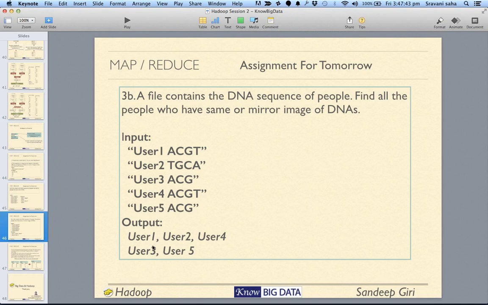You got the problem? See here, user 1, user 2, user 4. User 1 and user 4 are identical, while user 1 and user 2 are exact mirror images. ACGT. If you go from right to left, then okay. So given this sort of data in gigabytes or hundreds of gigabytes, you have to bring these users together whose DNA is either identical or mirror image.